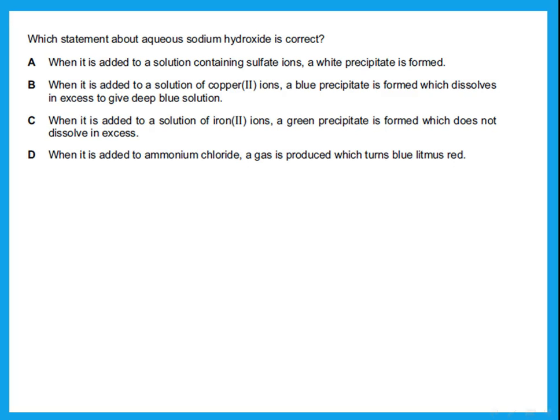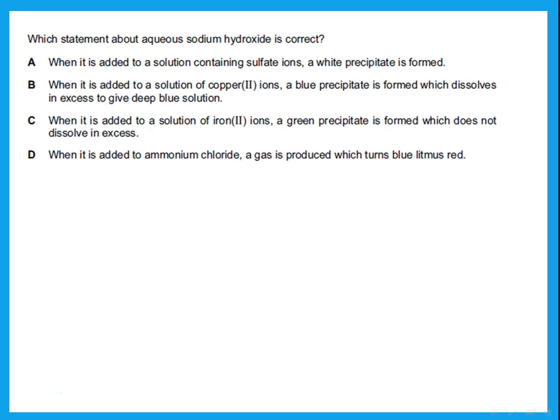Okay, let's take a look at this. Which statement about aqueous sodium hydroxide is correct? When it is added to a solution containing sulfate ions, a white precipitate is formed. What was the test for sulfate? Well, we add barium something, right? We add acidified barium nitrate, nitric acid with barium nitrate, and that is when I get a white precipitate. But I don't add sodium hydroxide to sulfate and get a white precipitate.